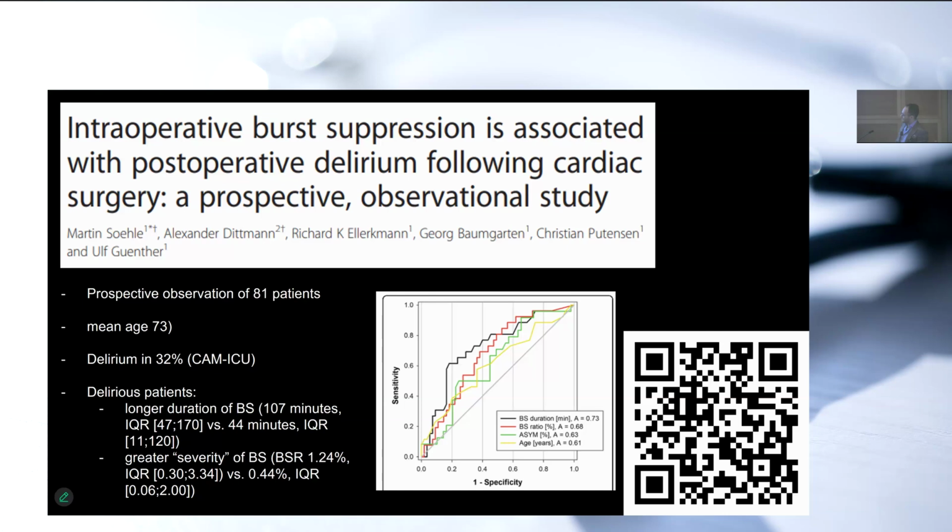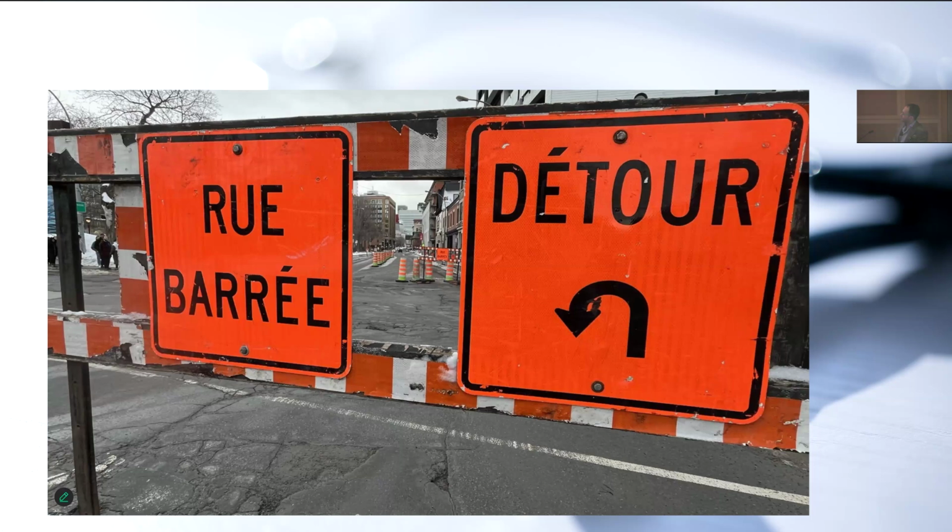So this is the receiver operator curve. Burst suppression duration is this black line at the edge. And so now we're talking 2014, 2015. So actually it took really almost 60 years, 50 to 60 years before anyone really interested themselves once again in the EEG and whether it could provide us some insights about postoperative cognitive dysfunction.